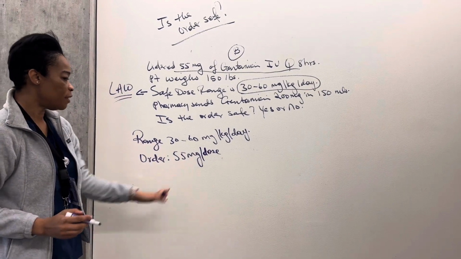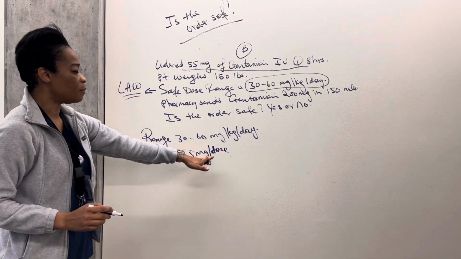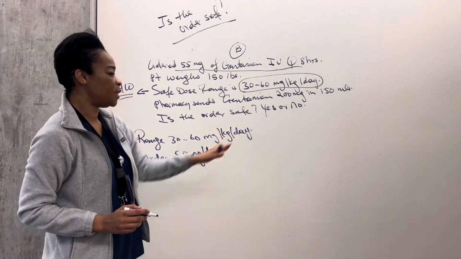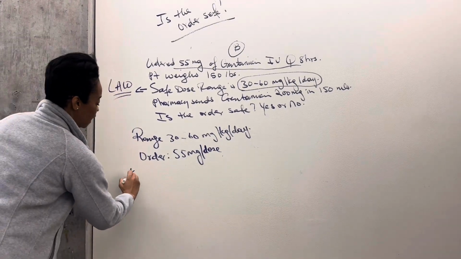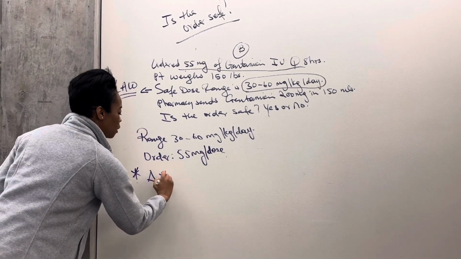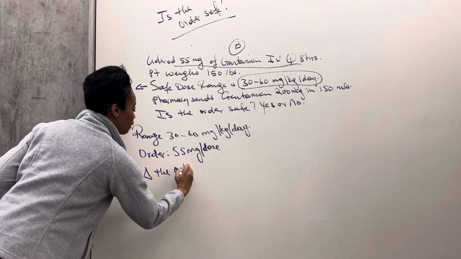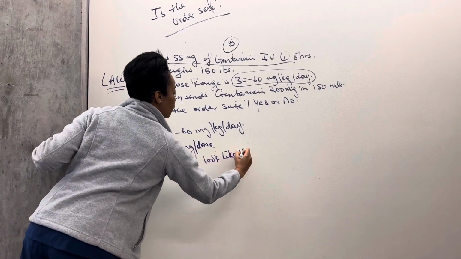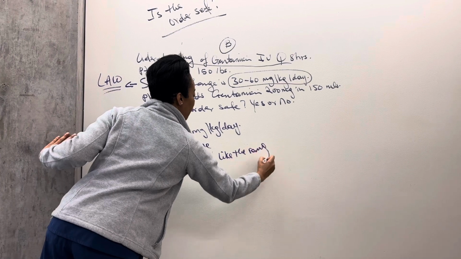We have two different things. This is milligrams per dose, but the range is milligrams per kilogram per day. So what we're going to do, this is the key, this is the golden information. Change the order to look like the range.